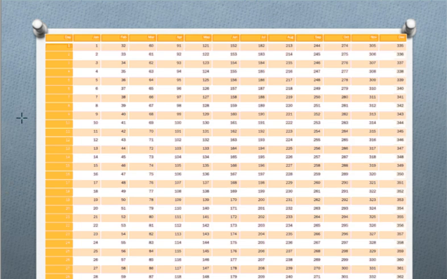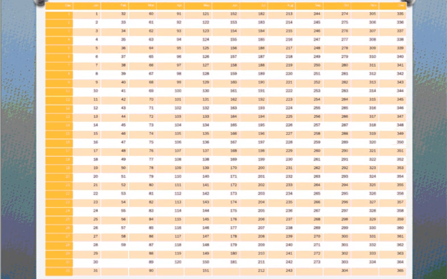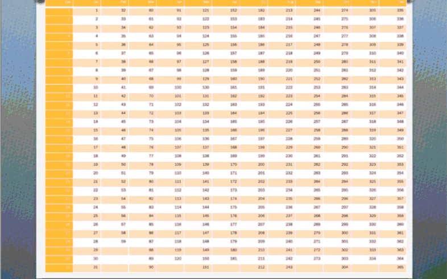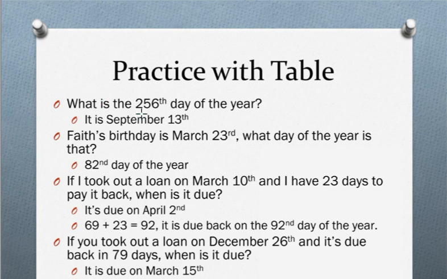Here's a nice little chart. It's got tons of numbers on it. I'm sure you can't even see it, but you can see January, February, March, April, May. It has the numbers 1 through 31 all the way down here. And all this shows you is what day of the year certain dates happen on. For instance, July 1st is the 182nd day of the year. So you can find a numbers chart like this and get some practice. So for instance, what's the 256th day of the year? Make sure you can look on your chart.